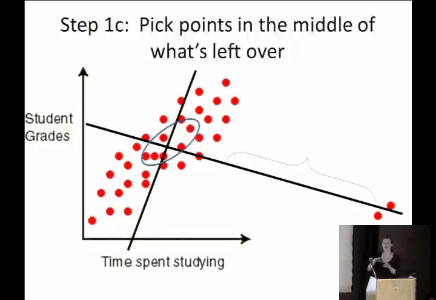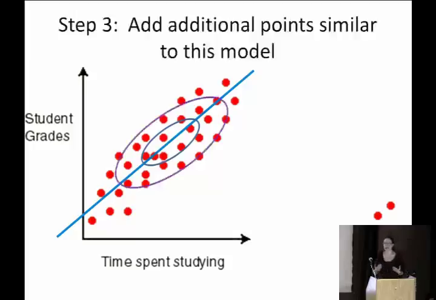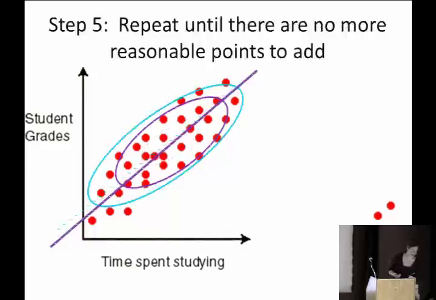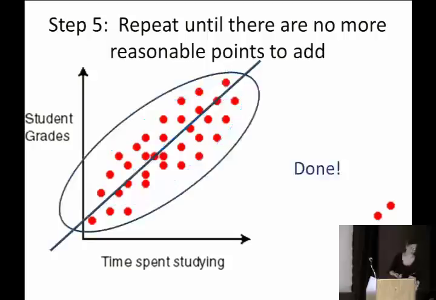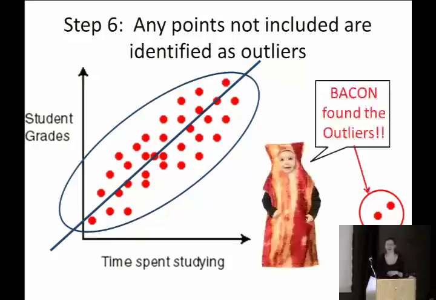And we're just going to pick points somewhere in the middle of what we have left over. Standard methods are usually pretty good for finding points in the middle if there aren't any outliers. Once we have those points, we can then build a model. We already know they're not outliers, so we can trust our model fairly well. Based on that model, we can add additional points that are pretty similar to that model. Once we have those new points, we can build a new model, and we can keep going until there are no more points that should reasonably be added to the model. Any points that are not found to be close to the model are identified then as outliers.